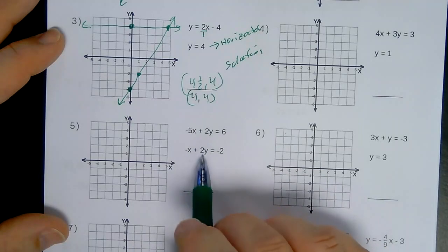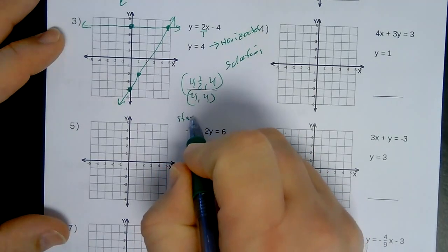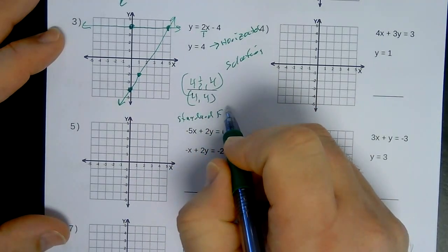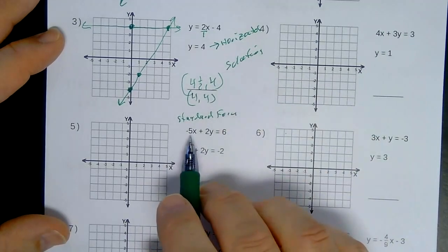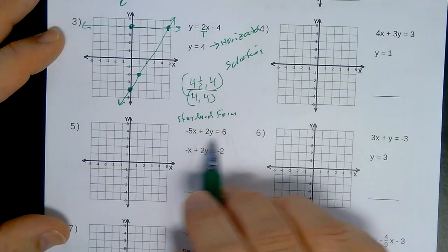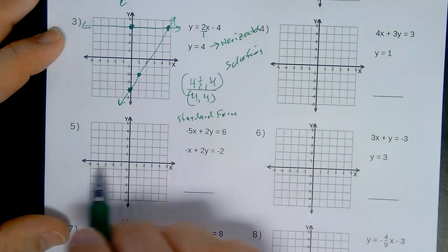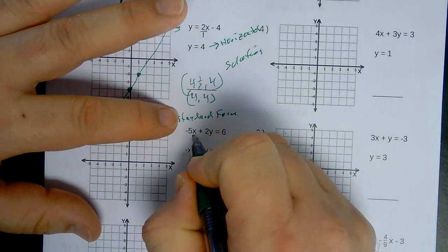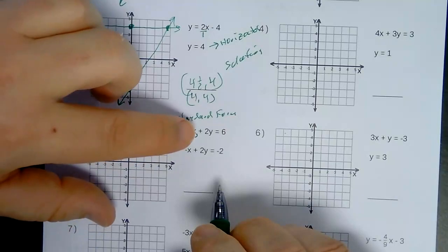These are written in standard form. So here we have standard form. Standard form I graph a little bit different than y equals mx plus b form. In standard form, I let one of the variables be 0 and I solve for the other variable. So if I let x be 0, I'm going to cover up x and put a little 0 there, so that's going to be gone.